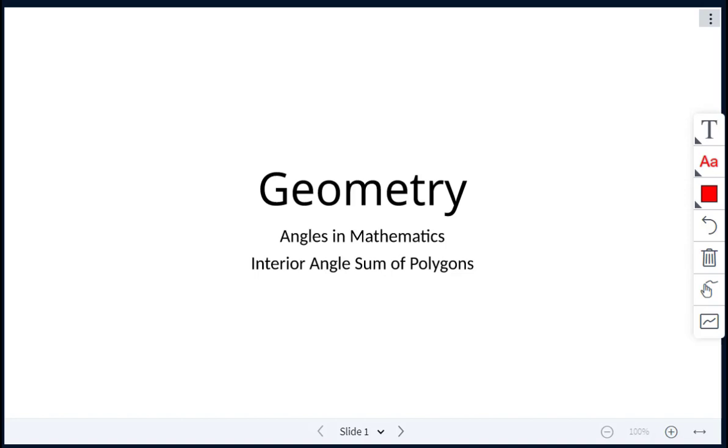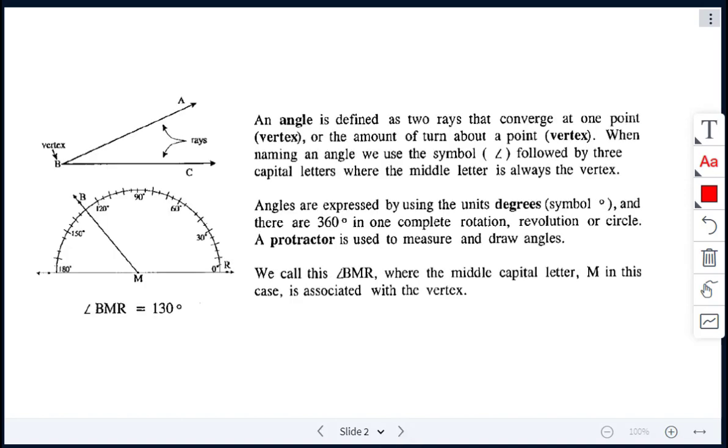In today's class we are going to review angles in mathematics, and we will also look at the interior angle sum of polygons. So, just a quick review of what an angle is. It's defined as two rays. Here we have ray A and ray C, and they are converging at one point. That's called the vertex. Right here, shown at point B, we have the vertex.